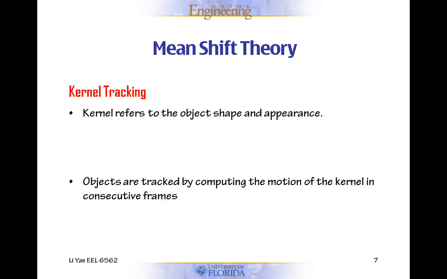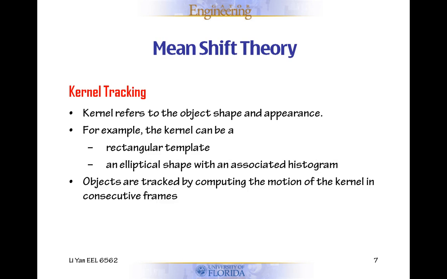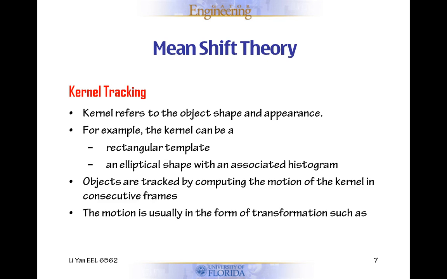As for the principle of kernel-based tracking, the kernel refers to the object shape and appearance. For example, the kernel can be in the shape of a rectangular template or an elliptical shape with an associated histogram. The objects are tracked by computing the motion of the kernel in consecutive frames. And the motion is usually in the form of transformation such as translation, rotation, and affine.